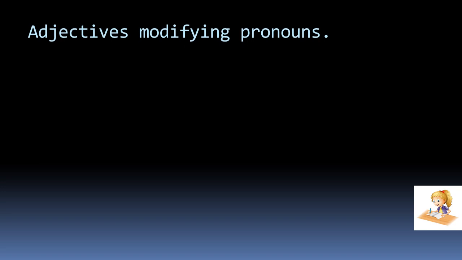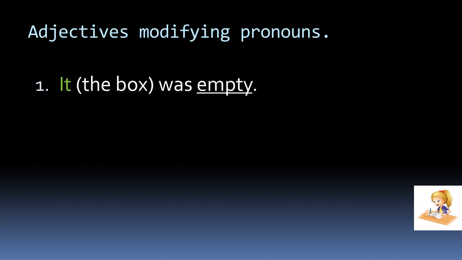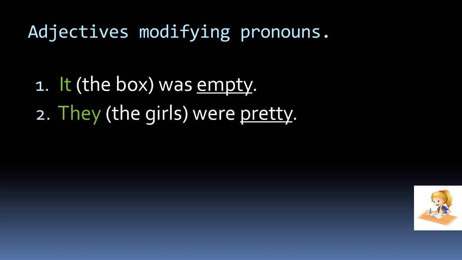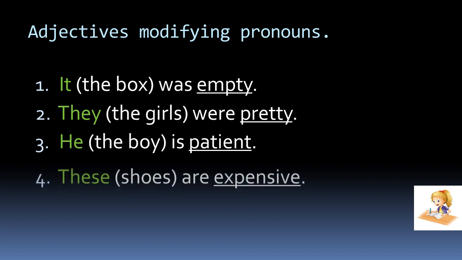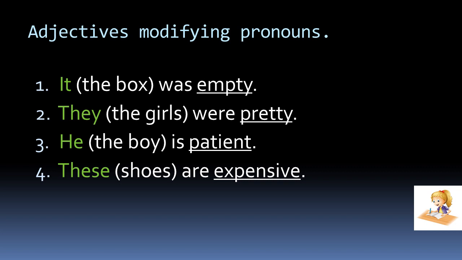On this slide, we shall look at adjectives modifying pronouns. Since pronouns stand in place of nouns, adjectives can therefore give more information about them just as they do the nouns. See these sentences. It was empty. They were pretty. He is patient. These are expensive. The words in green are pronouns, and beside them in brackets are the nouns they are replacing. Those underlined are adjectives. Can you see the connection in each sentence?